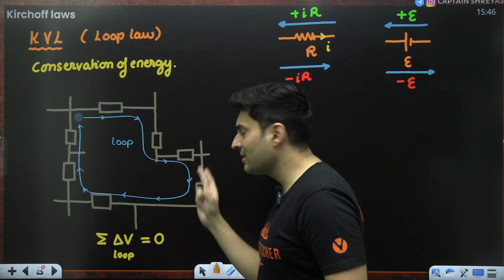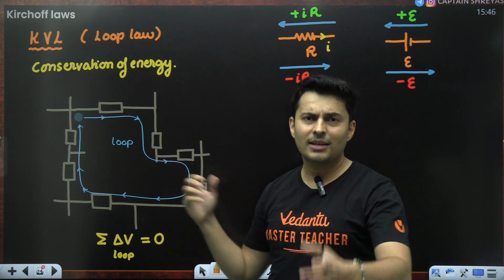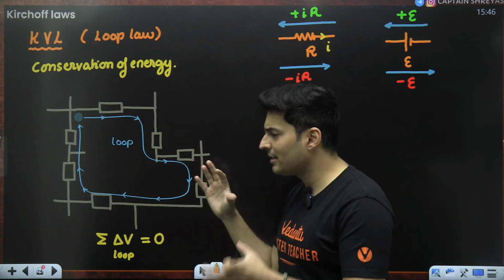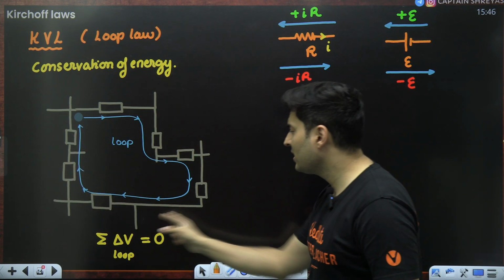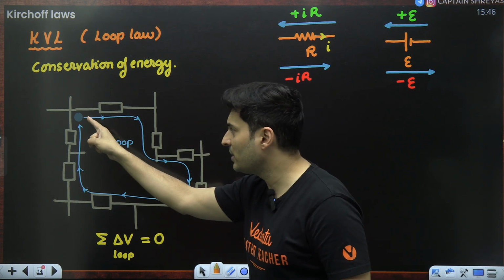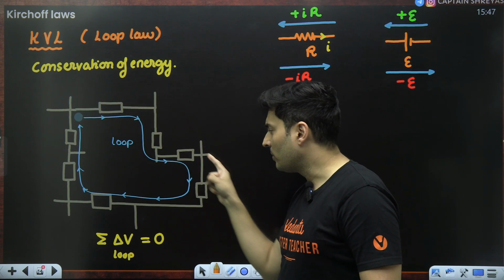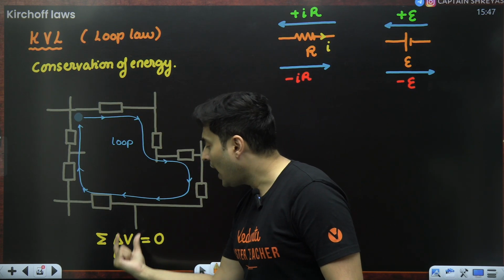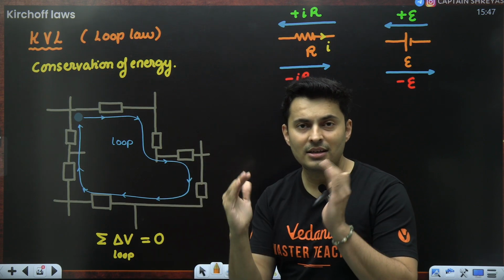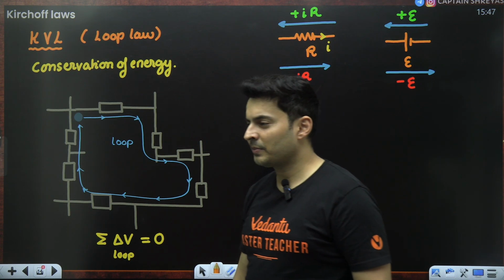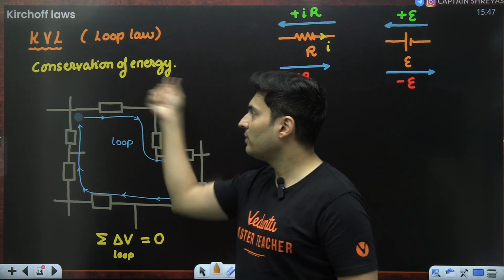What are these things? These are some devices. Maybe resistor, capacitor, inductor, battery, wire, switch, etc. Some things are there. So if you start from here, you will encounter some voltage drop, some drop, some drop. You add all those voltage differences, you will see the total sum is 0. This is based on conservation of energy.